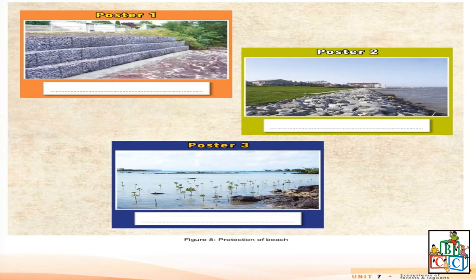Poster 2, as you must have guessed, is rock revetment. Rock revetment absorbs the energy of waves. The third one, poster 3, is mangroves. Mangroves on the beach. Okay, I hope it's clear. Let us move on.